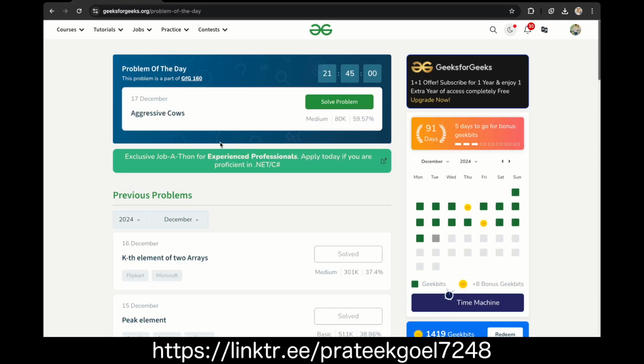Today we will be solving a GFG problem of the day called Aggressive Cows. This is one of the standard problems. So let's see how it goes.